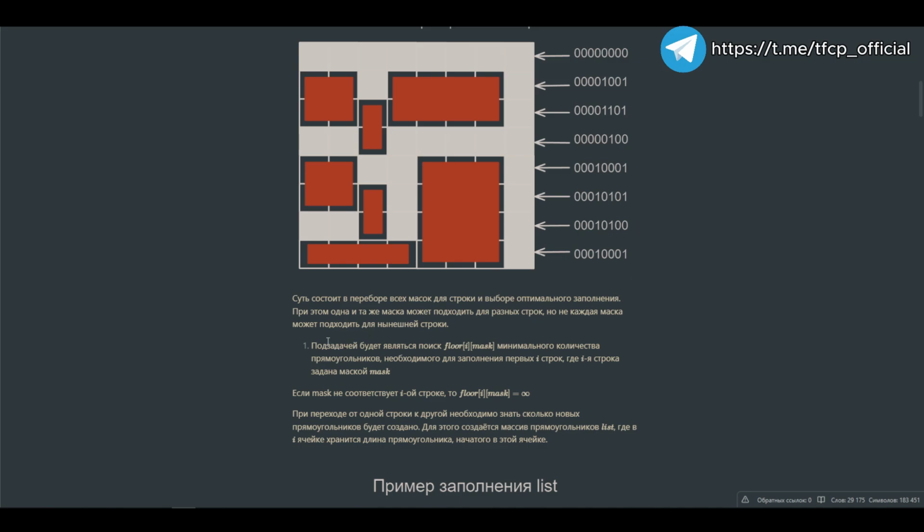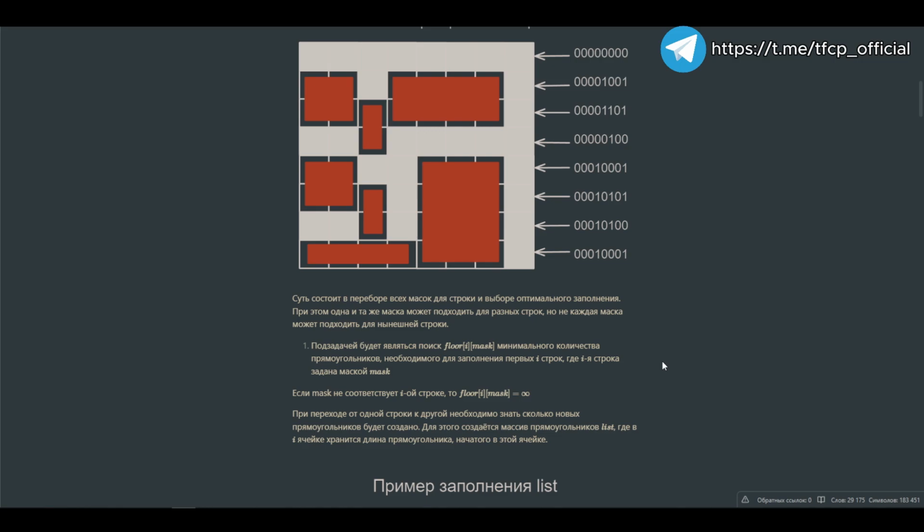So, the task will be to find the minimum number of rectangles that can fill the first row, where this row is described with the current mask. This means we need to carefully analyze the mask to determine the optimal placement of rectangles. The goal is to ensure the row is completely filled with the least number of rectangles possible. If the mask is not suitable for the given row, then this specific state is equal to infinity. It is an unreachable condition.